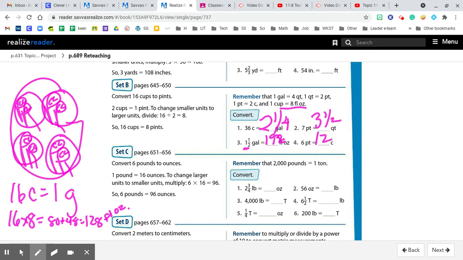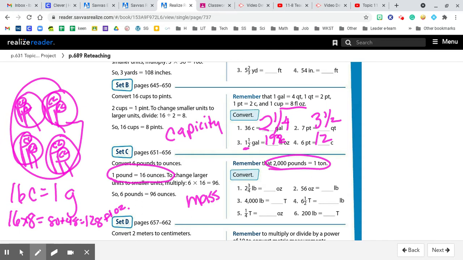And then for my customary, this was capacity, and this is mass down here. So this is more like weight. And here's our data table for weight. 2,000 pounds equals 1 ton. And also 1 pound equals 16 ounces. So those are the 2 data points for weight.